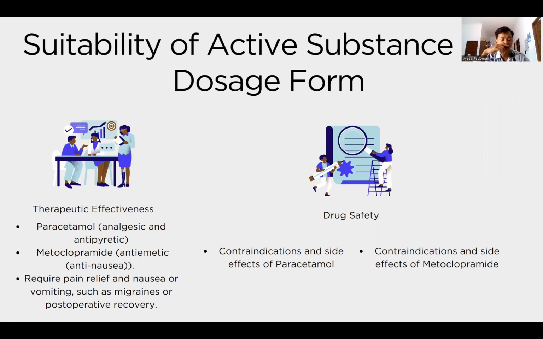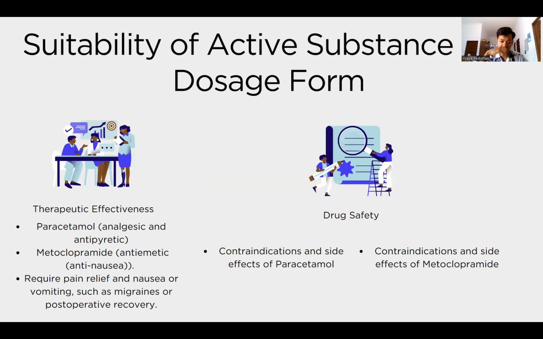So for the first one, let me discuss the therapeutic effectiveness. Paracetamol is a drug most commonly used as an analgesic and antipyretic, while metoclopramide is a drug that can be used as an anti-emetic and anti-nausea drug. Both of them are used when patients require pain relief and relief from nausea or vomiting, such as in migraines or post-operative recovery.